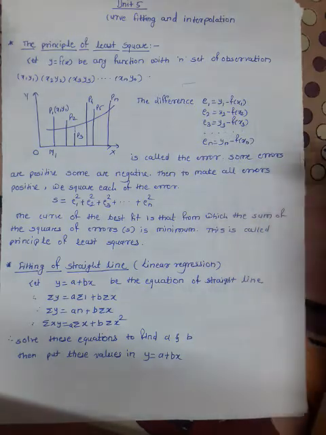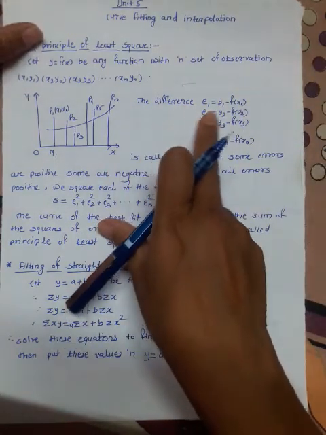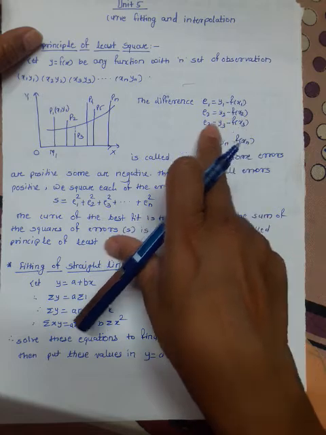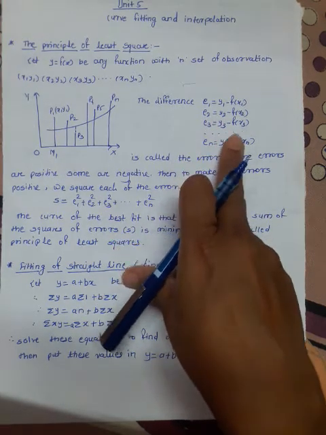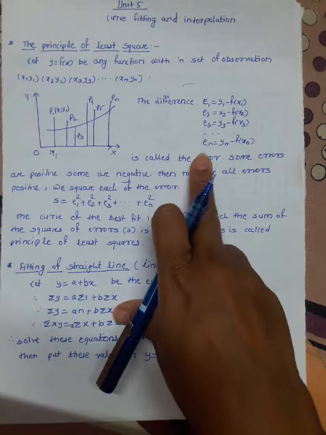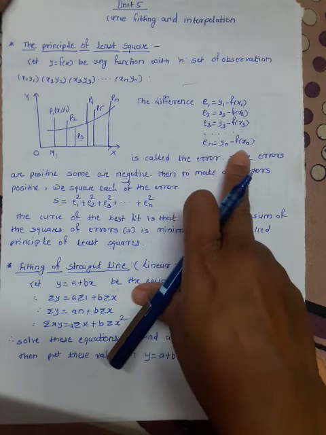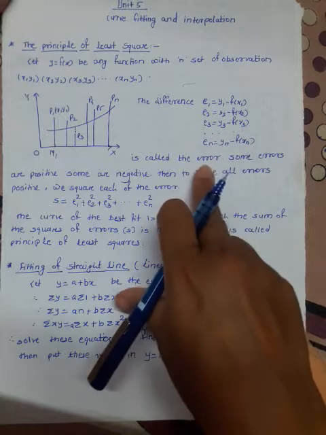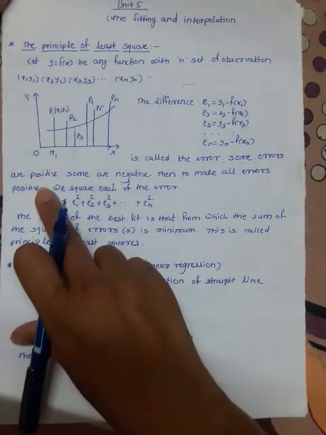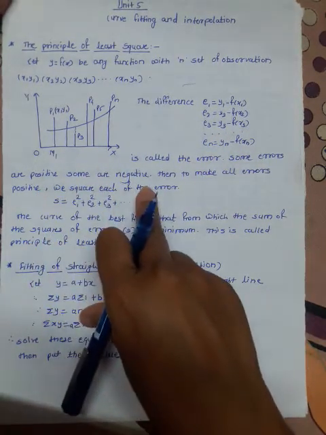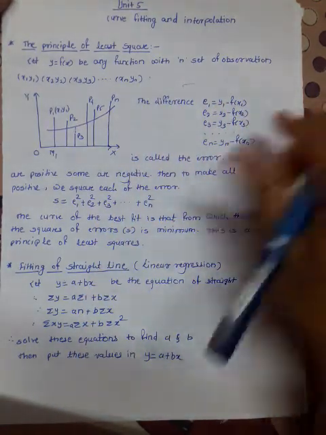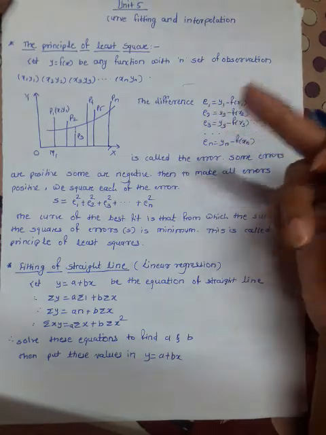square method. Suppose the difference e1 is y1 minus f of x1, e2 is y2 minus f of x2, e3 is y3 minus f of x3, and so on, en is equal to yn minus f of xn. This is called the error between these observations. Some errors are positive and some errors are negative. Therefore, for those errors whose values are negative, we have to square those errors.